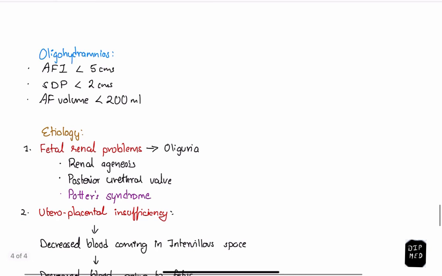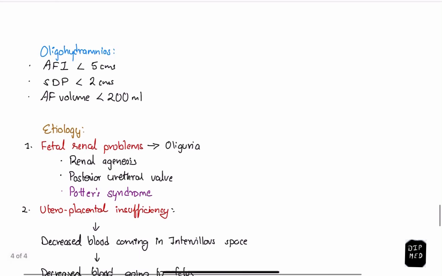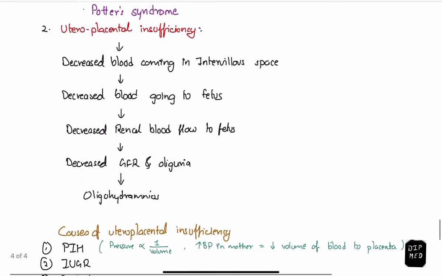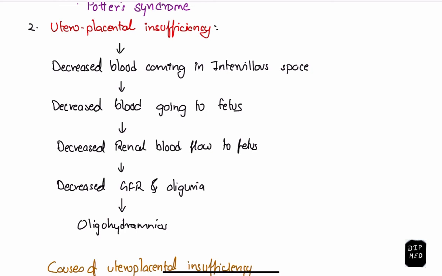About oligohydramnios, it is when AFI is less than 5 cm or STP is less than 2 cm or amniotic fluid volume is less than 200 ml. Etiologies are those that reduce the amount of urine formation from the fetus. It includes fetal renal problems like renal agenesis, posterior urethral valve, and Potter's sequence. Then there is uteroplacental insufficiency, where there is decreased blood going to the fetus that corresponds to decreased renal blood flow to fetus, which decreases the GFR, causing oliguria and hence oligohydramnios.